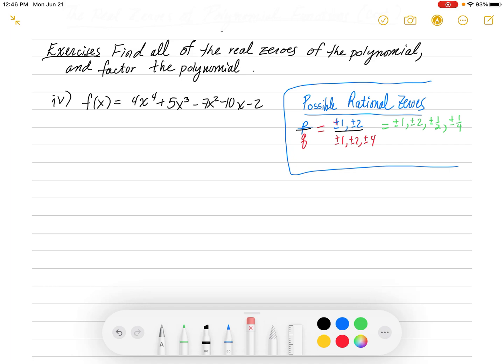All right, let's try plugging in. I've already gone through negative 1, so let's plug in negative 1. f of, we're going to plug in negative 1 for x here. I already tried this one out, and I got it to work with negative 1. Let's plug in negative 1 for x.